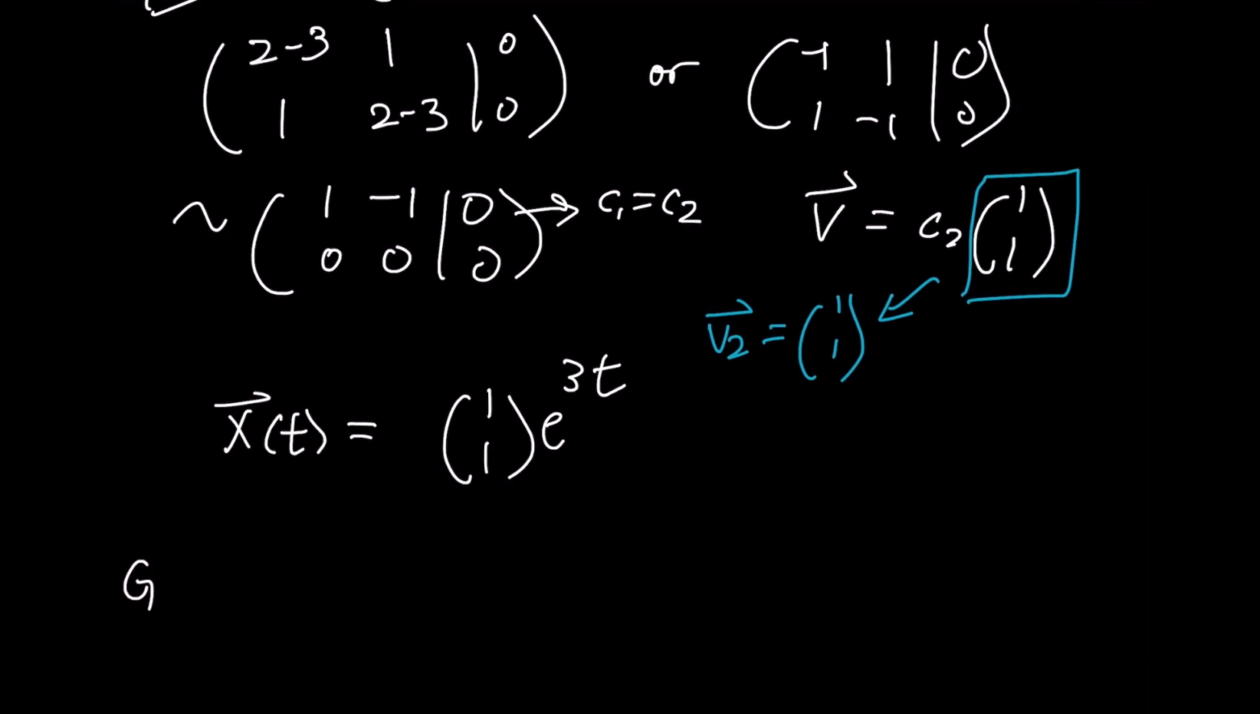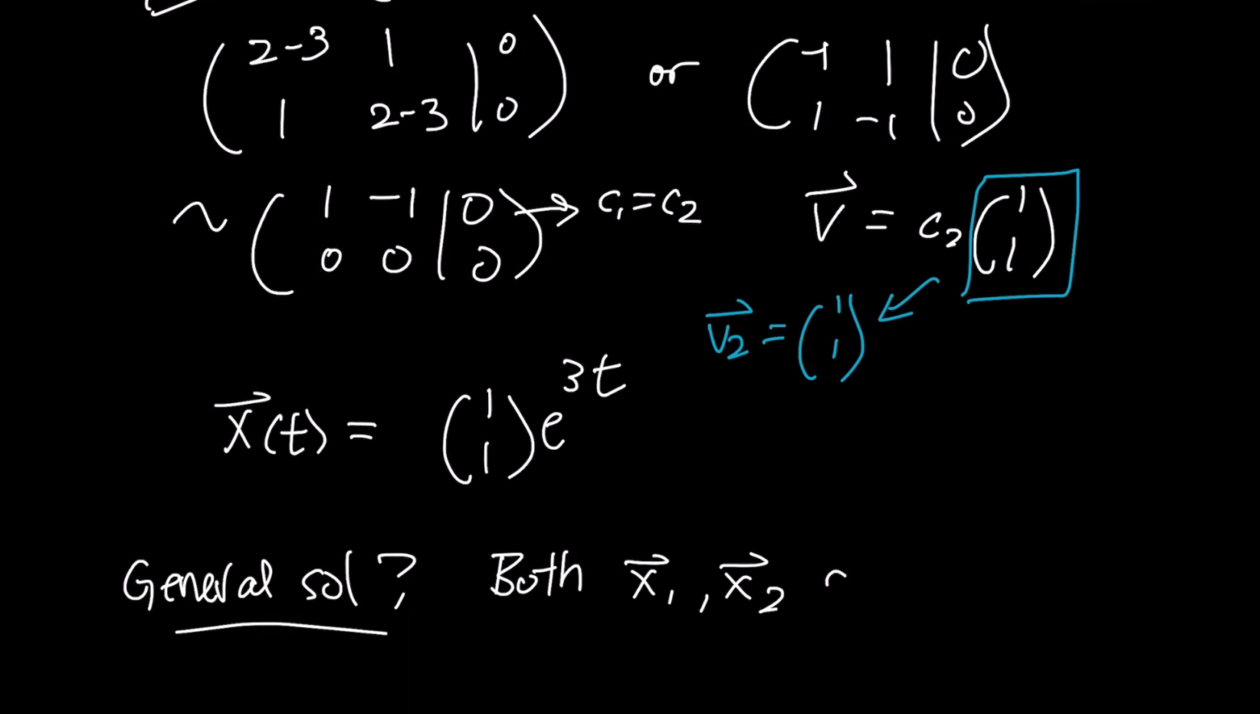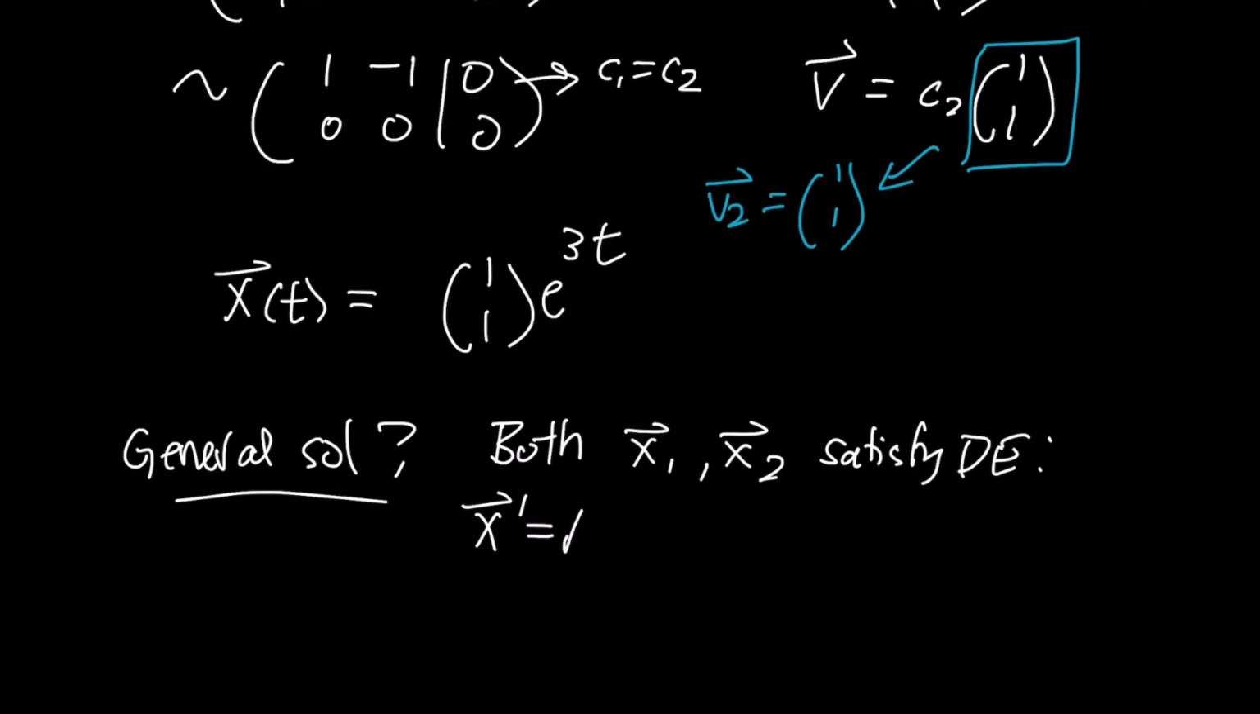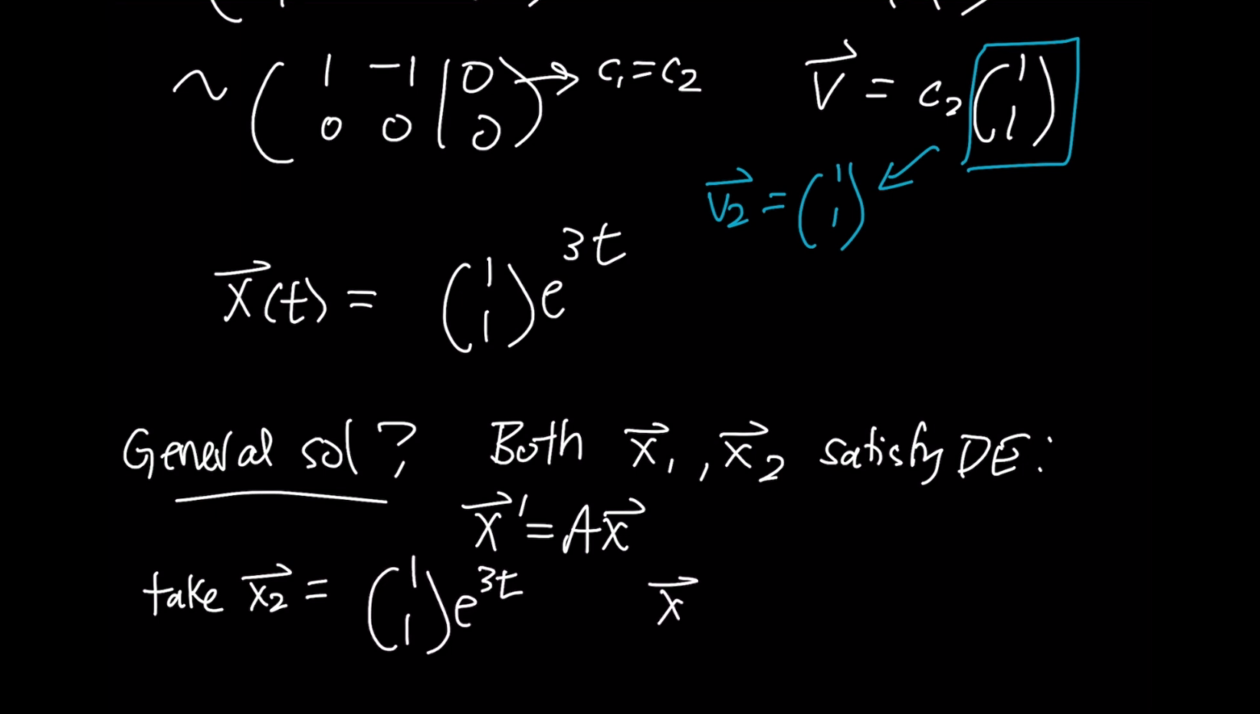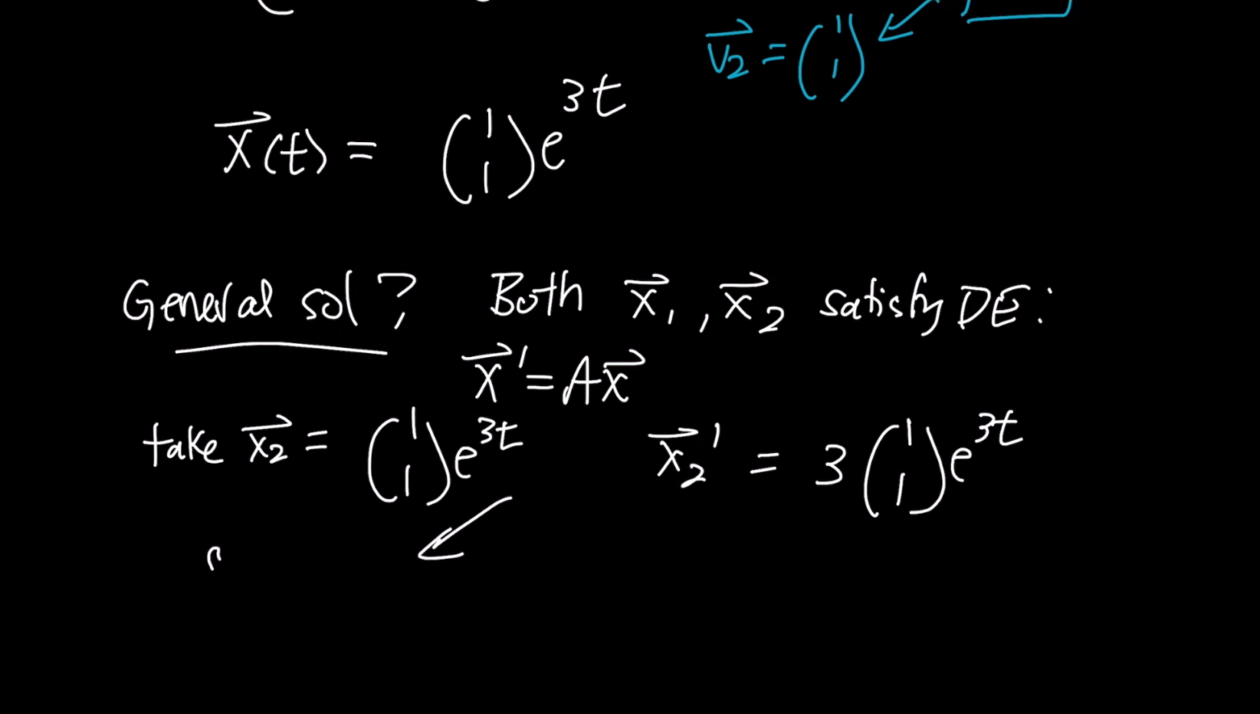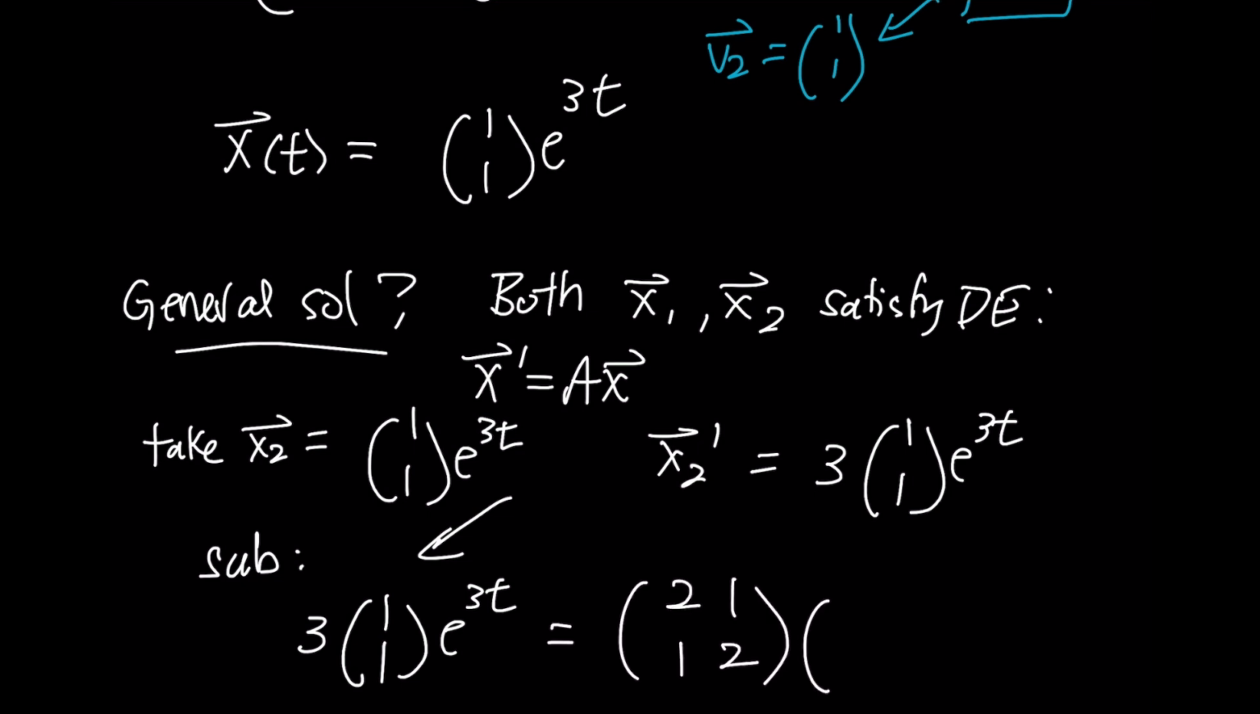Well, now we've got a bit of a problem. What is the general solution to this system? I have two individual solutions, and both x1 of t and x2 of t satisfy this differential equation. And to show you that, remember that the differential equation here is x prime equals Ax. If I were to take x2, which is the vector 1, 1, e to the 3t, the derivative of this x2 is going to give me 3 times the vector 1, 1, e to the 3t. If I were to sub this into the differential equation, what I'd have is 3, 1, 1, e to the 3t on the left side, and on the right side the matrix 2, 1, 1, 2 times the vector 1, 1, e to the 3t.